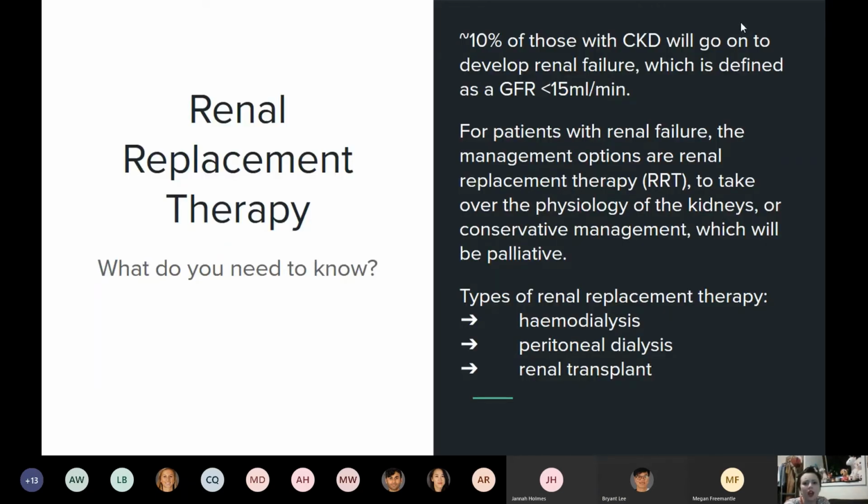So around 10% of those with CKD will go on to develop what is broadly considered renal failure. So stage 5 of CKD, which is your GFR below 15. Equally, we can consider it as people with uremia. So for those patients, the management options are either hemodialysis, peritoneal dialysis, or renal transplant. So for the last portion of this session, we're just going to briefly go through each of those.